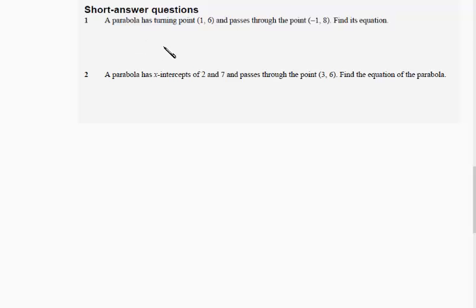So this one is saying there is a parabola with vertex (1, 6). So (1, 6) is somewhere there. And it passes through (-1, 8), sort of there. So this turning point is the vertex. So it has to go like this. In this case, because we're given the vertex, we can use the vertex form.